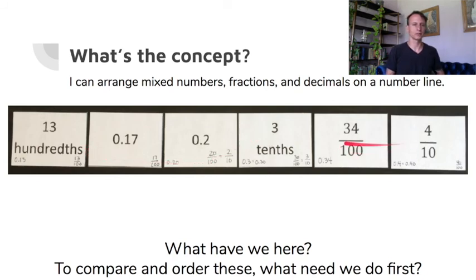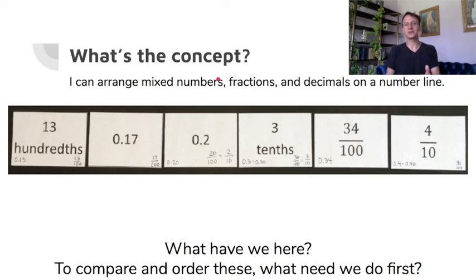Oh, okay, so look. We have a bunch of numbers here. 13 hundredths, 17 hundredths, 2 tenths, 3 tenths, 34 hundredths, 4 tenths. And this is what I had warned you of several lessons ago. Look, we have fraction tenths, fraction hundredths, unit form, decimal tenths, decimal hundredths, unit form, and hundredths. So every single one of these is expressed in a slightly different way.